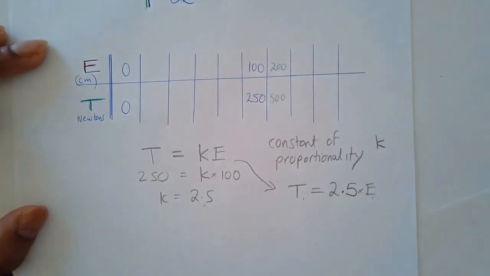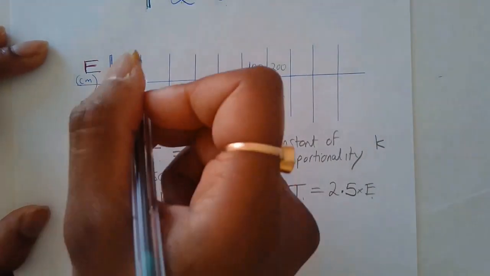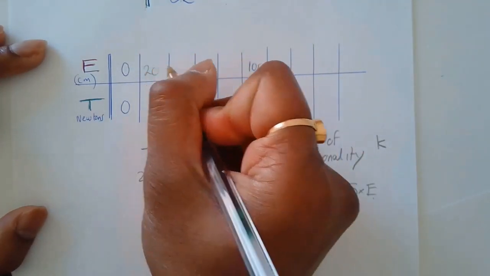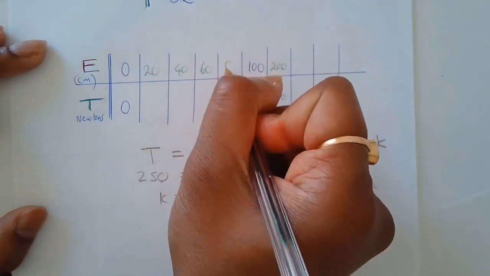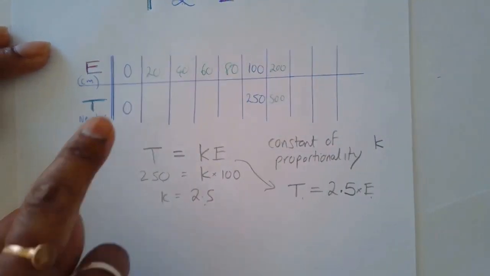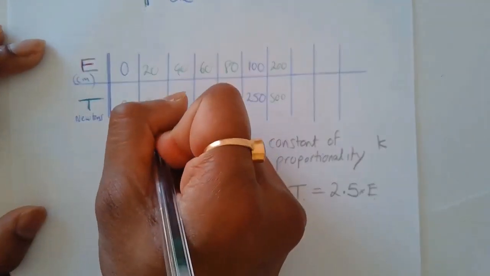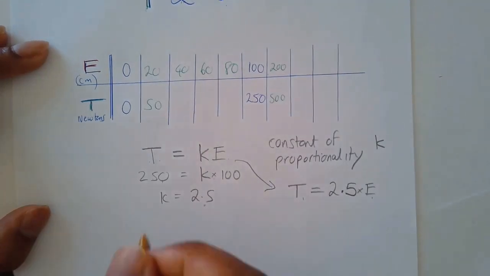It's what we saw in the video. And you can do the same for any of these numbers. So let's just put some random numbers here: 20, 40, 60, 80. So if you substitute the 20 into here, 2.5 times 20, 50. And so on. You can fill in all the other numbers using the formula.